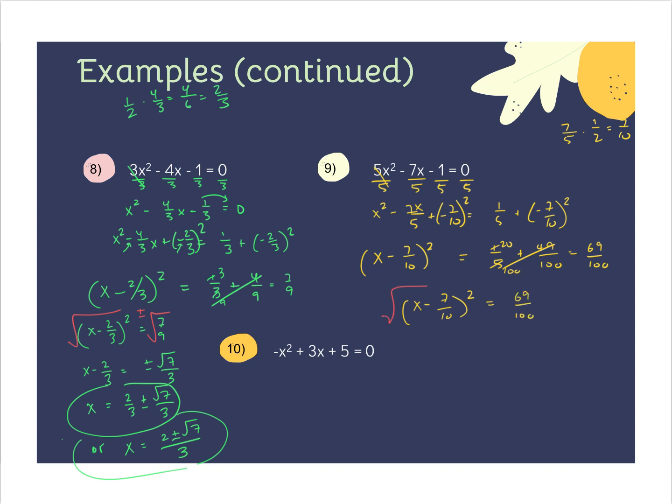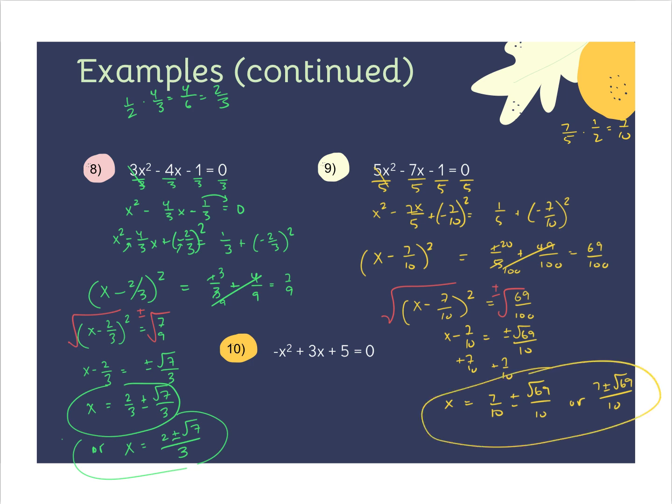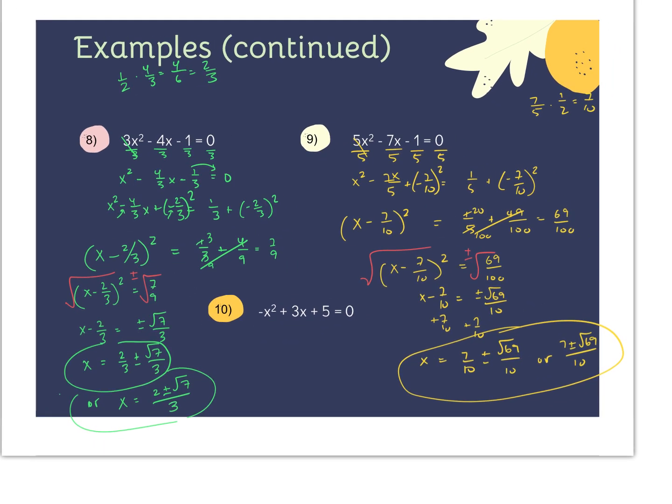I'm going to take the square root of the left, positive and negative square root of the right. And I'm going to get x minus 7/10 equals plus minus square root of 69 over 10. Add 7/10 to both sides. And we get x equals 7/10 plus or minus the square root of 69 over 10. Or you can do 7 plus or minus square root of 69 all over 10. All of this is the same, okay? And so we're down to our last problem. So let's get to it, right?